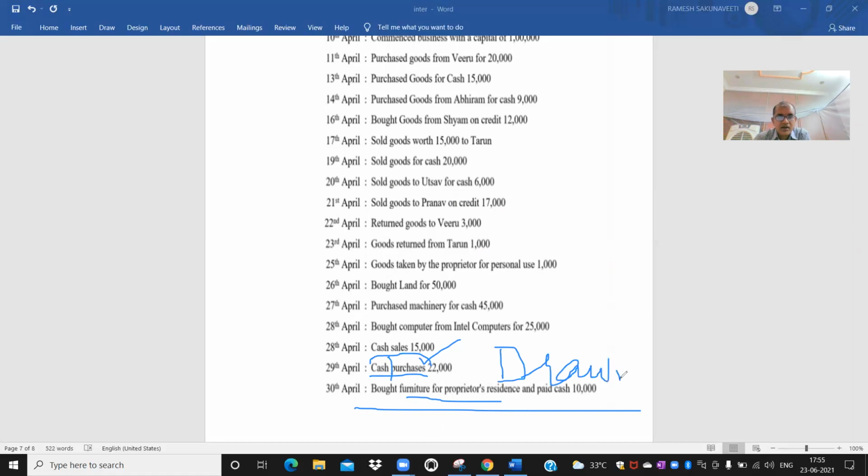Drawings account data to cash account. This furniture did not come to your organization. Owner is different. To his residence he has taken. Is it clear? Yes, sir. The furniture he is using for his personal use. You have to mention drawings. Drawings account data to, you paid cash. So drawings account data to cash account. Means your organization has paid cash. Okay. So drawings account data to cash account you have to mention.